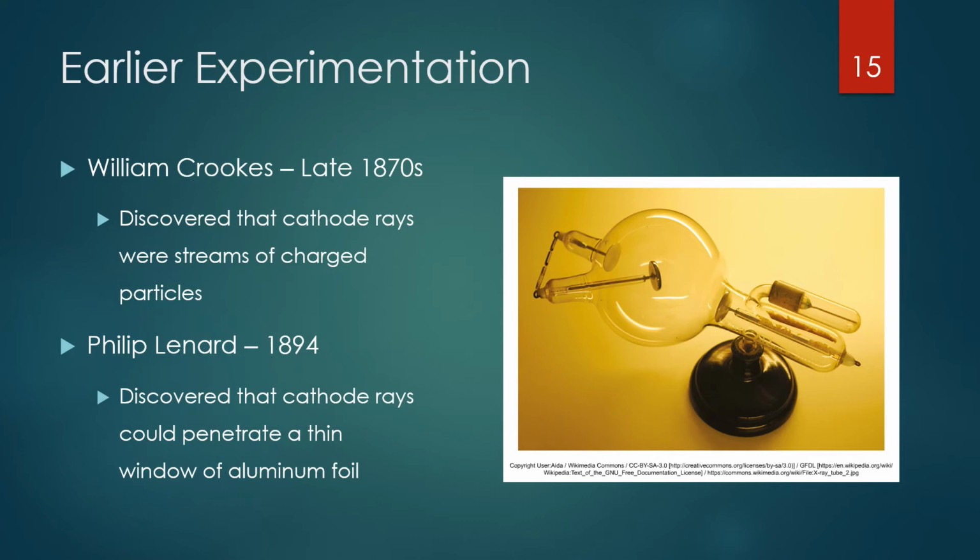Then we have Philip Leonard, and he in 1894 discovered that cathode rays could penetrate a thin window of aluminum. And this is important because aluminum is actually used to filter X-rays so that only the very fast, more penetrating rays are able to get through, which we'll get into more in chapter 2. But that X-rays were able to penetrate aluminum foil and cathode rays are able to penetrate aluminum foil is a very important discovery. And then it's thought that Philip Leonard would have discovered X-rays if he had just been using a little bit more sensitive fluorescent screens. So that's a hard pill to swallow there for poor Philip Leonard.